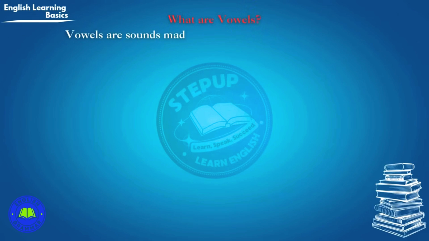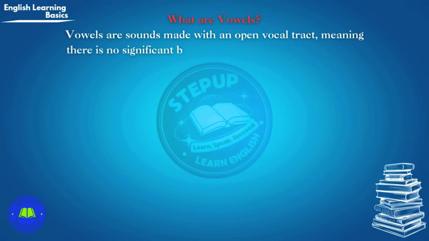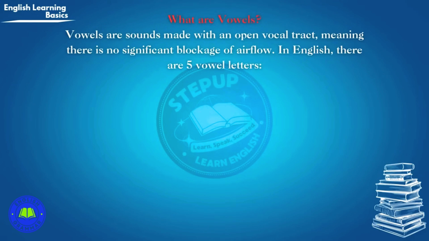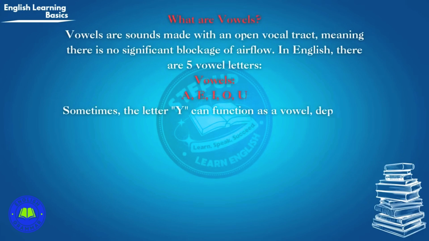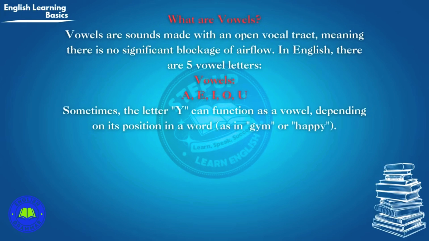What are vowels? Vowels are sounds made with an open vocal tract, meaning there is no significant blockage of airflow. In English, there are 5 vowel letters. Vowels: A, E, I, O, U. Sometimes the letter Y can function as a vowel depending on its position in a word, as in Jim or happy.